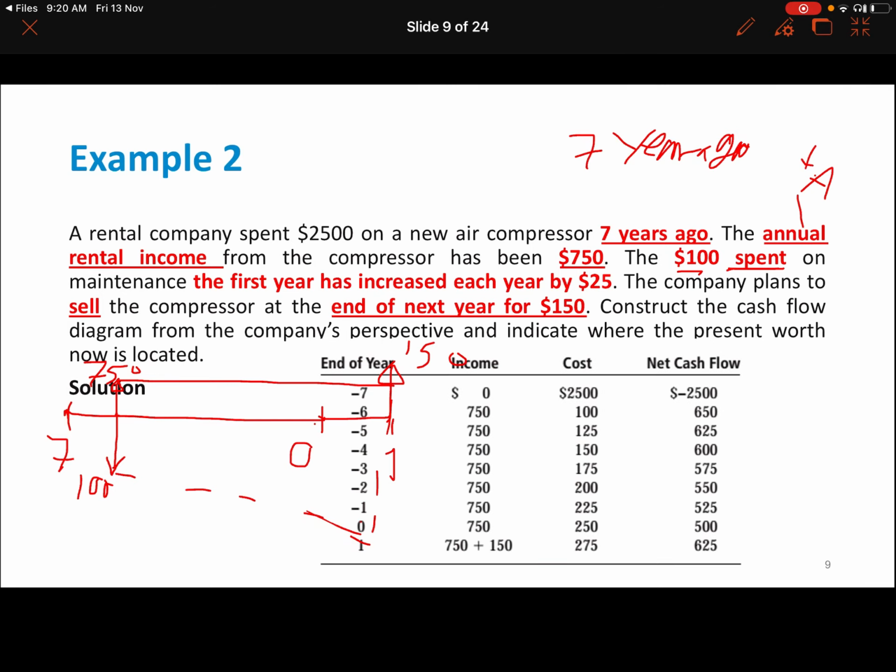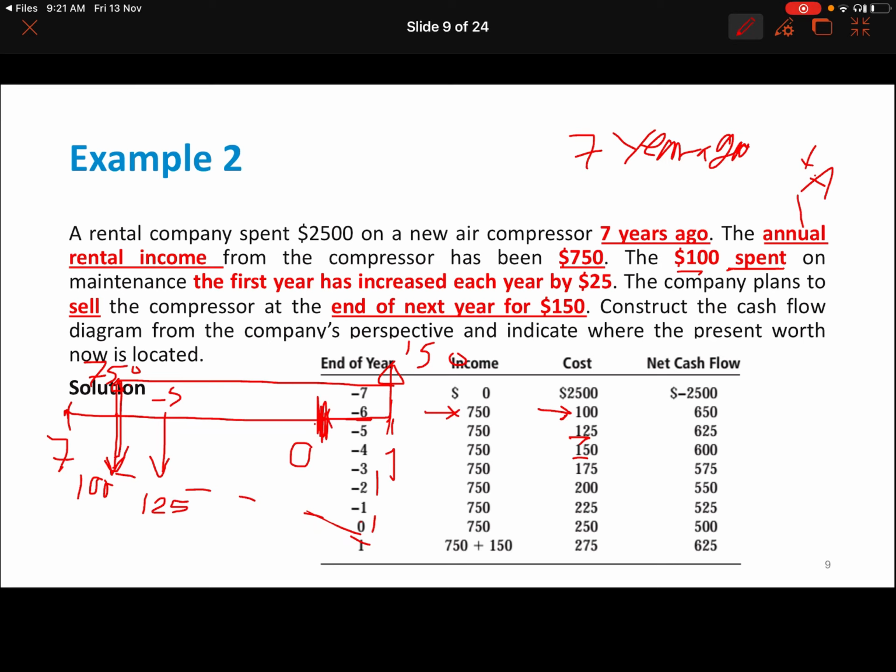This one. From the seventh year, he starts to pay. The first year is the sixth year before now after he bought the compressor, so the negative 6 years. This is the first year in our cash flow, and he pays $100 for maintenance. It increases every year, so the fifth year it became 125, and something like this. Now means zero.